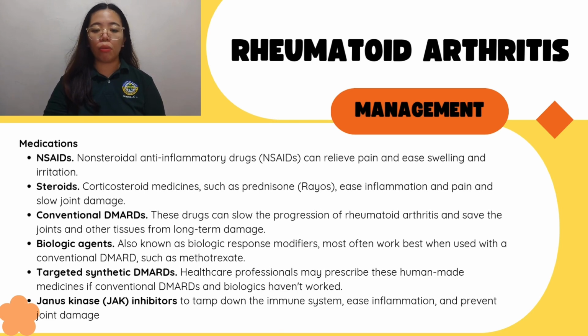Conventional DMARDs, or disease-modifying anti-rheumatic drugs. These drugs can slow the progression of rheumatoid arthritis and save joints and other tissues from long-term damage. Biologic agents, also known as biologic response modifiers, often work best when used with conventional DMARDs such as methotrexate. Targeted synthetic DMARDs. Healthcare professionals may prescribe this human-made medicine if conventional DMARDs and biologics haven't worked. Janus kinase, or JAK, inhibitors are used to tamp down the immune system, ease inflammation, and prevent joint damage.